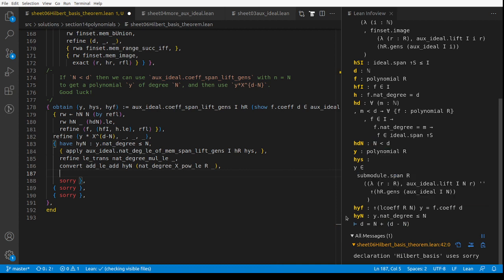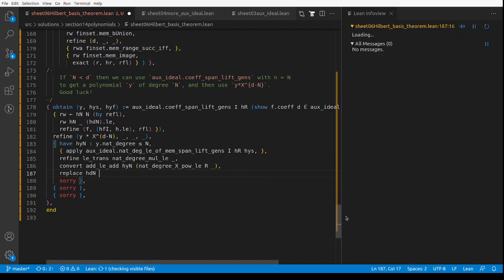So maybe I will do replace hdn colon equals hdn dot le, and then try library search. Because if n is less than or equal to d, then that subtraction should be fine, and it'll be called add sub cancel or something. Oh, come on, library search. You know you want to prove this. Really?